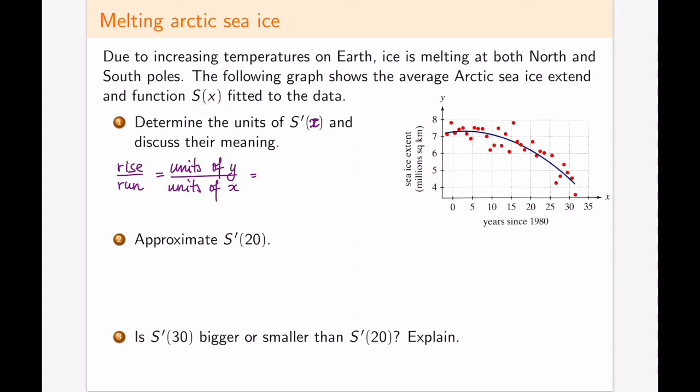So millions of square kilometers divided by the units of x, which are years since 1980. So per year. If we are computing the derivative, the units of it are going to be millions of square kilometers per year since 1980. Okay, so not since the dawn of time, but since this particular year, because this function is only fitted to the data since 1980. We're now asked to approximate the derivative at 20.